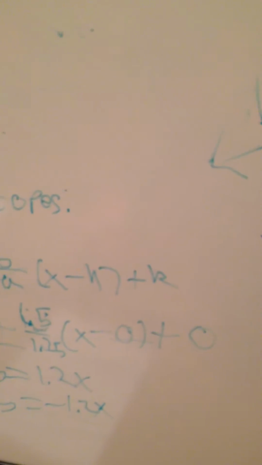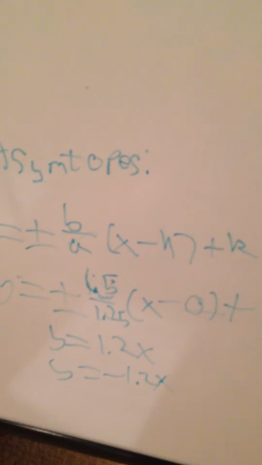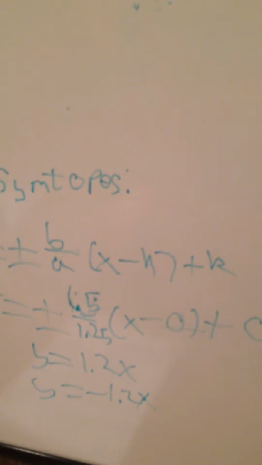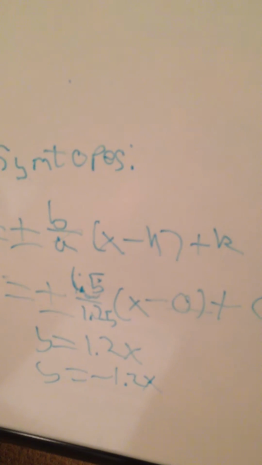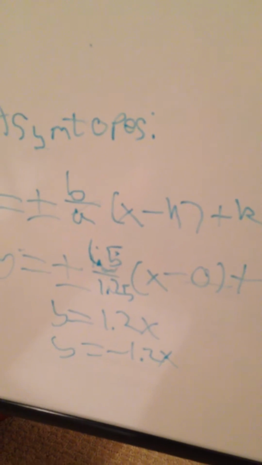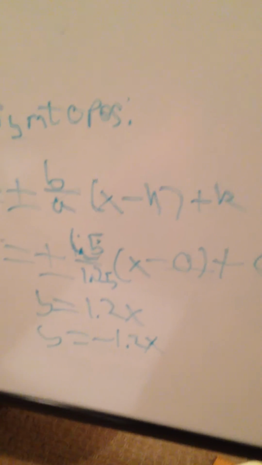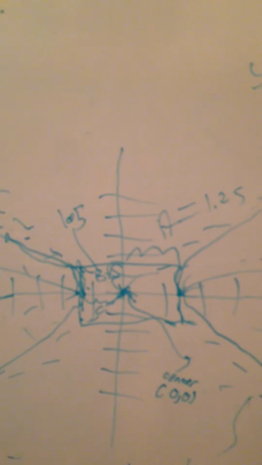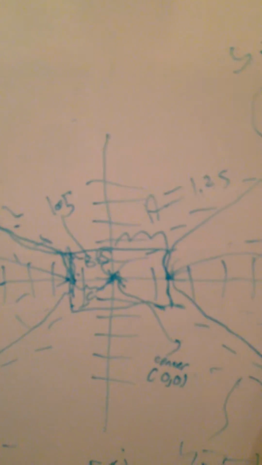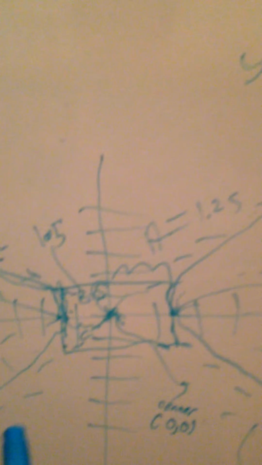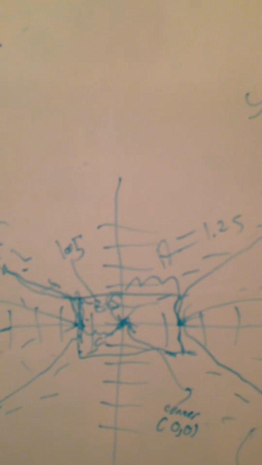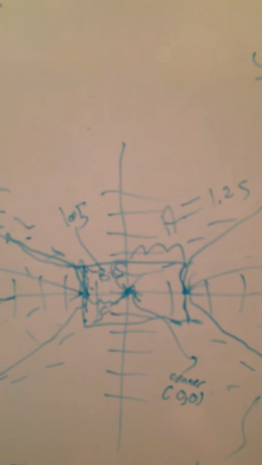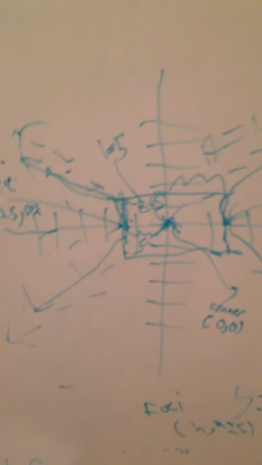Okay, so if you plug that in for both the plus and minus equations, the plus equation is y equals 1.2x, and the minus is y equals negative 1.2x. So those are your two oblique asymptotes. If you see this box, a lot of things seem to be centered around this box. The asymptotes will go through the center of the hyperbola, which is also the center of the box.